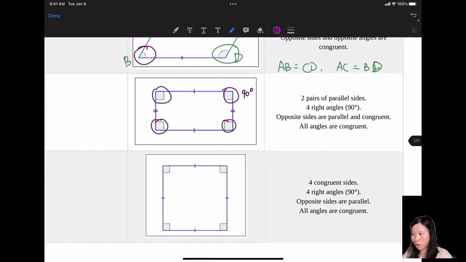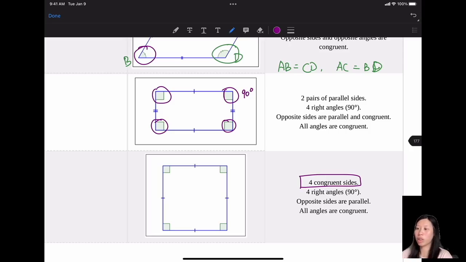Okay, so here is our square. A square is another special case of a parallelogram. It is also a special type of rectangle, because every property that a rectangle has, a square will also have, such as two pairs of parallel sides and four right angles. On top of that, it has four congruent sides. So all sides and all angles are congruent.